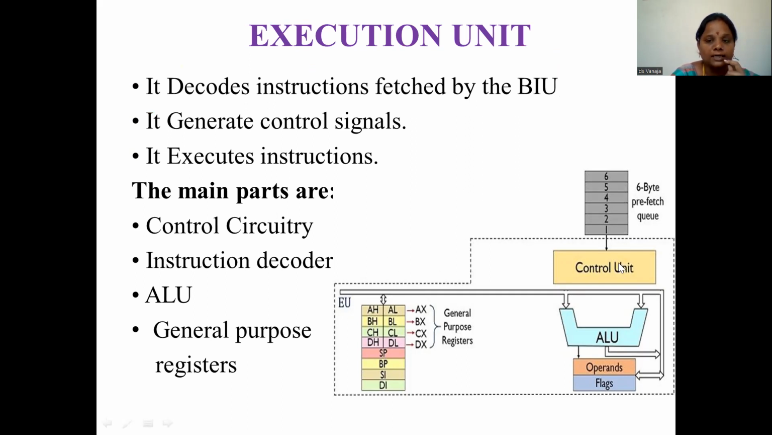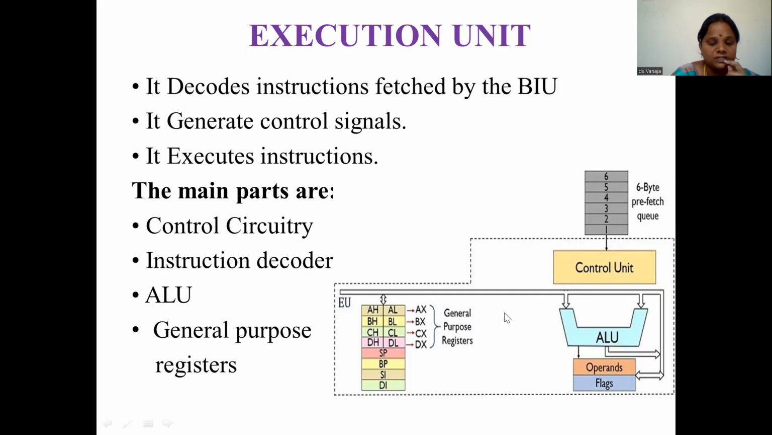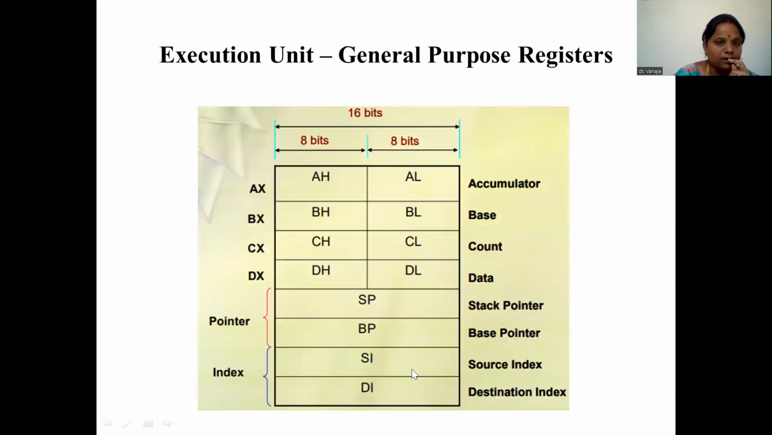This is the block diagram of your bus interface unit. This is the block diagram for your execution unit, which consists of 8 general purpose registers, control unit, ALU, operands, and finally flags. We will see them one by one.